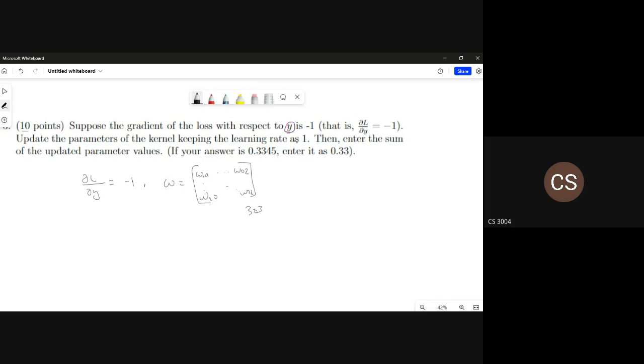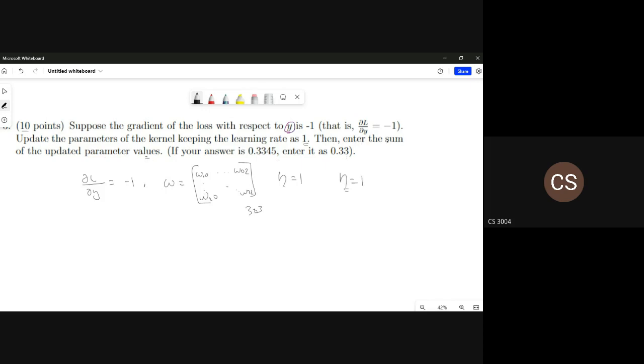And the learning rate, of course, is specified as 1. Suppose we forgot to specify the learning rate, you have a choice. You can put it as any number you want, but the safest choice is to keep eta equal to 1. Of course you can go with any number, but I would prefer simple numbers, otherwise it blows up your calculation. So take it as equal to 1, and then it is our responsibility to provide you the marks. Then enter the sum of the updated parameter values.